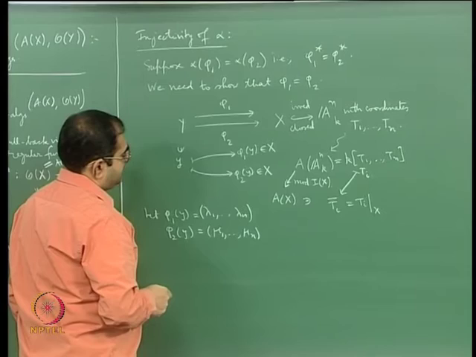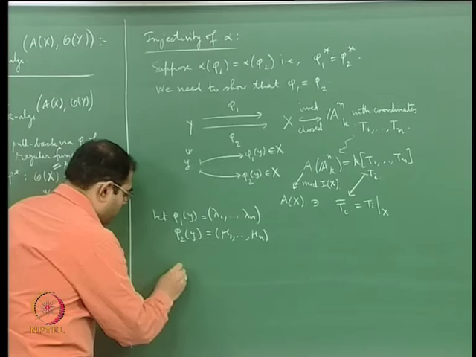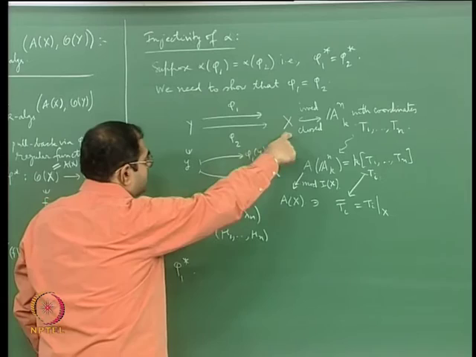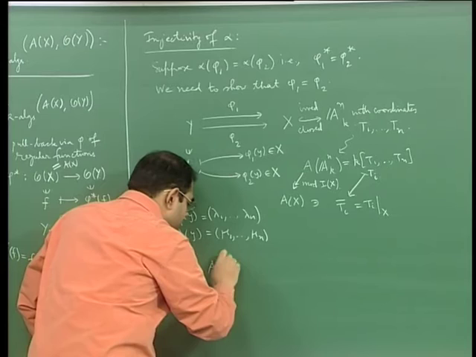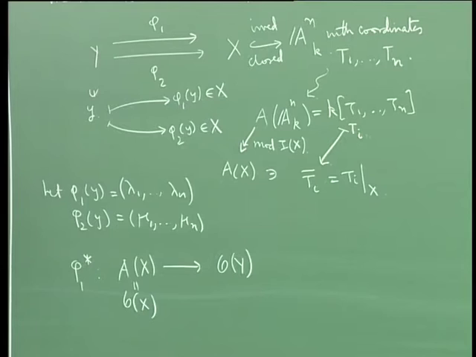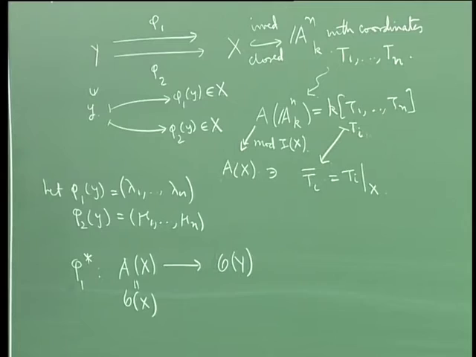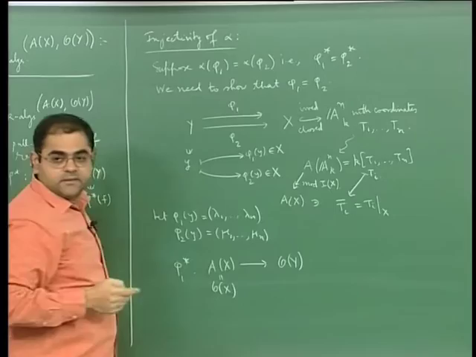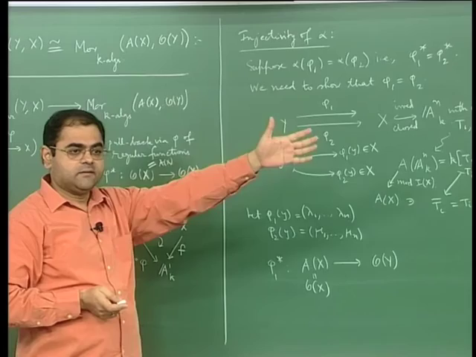So the point that one has to understand is what is the meaning of phi 1 upper star equal to phi 2 upper star. So phi 1 upper star is the pullback map from the ring of regular functions on the target to the regular functions on the source. So it is from A(X) to O(Y). Of course, A(X) is the same as O(X) because X is affine, okay. So this is the pullback, okay. And what does the pullback map do? Given a regular function on X, I compose it with this map to get a regular function on the source. That's how the pullback map works. Take a regular function on the target, compose it with the map, you get a regular function on the source.